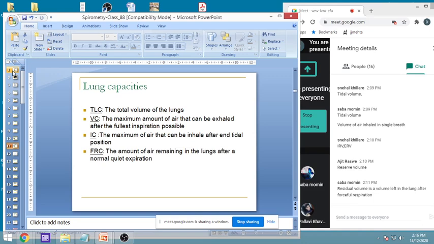That is total lung capacity, the total volume of air which is occupied inside the lung. Then vital capacity is very important: the maximum amount that can be exhaled after the fullest inspiration possible. Then functional residual capacity: the amount of air remaining in the lungs after a normal quiet expiration. And inspiratory capacity: the maximum amount of air that can be inhaled after the end tidal position. So we shall see the graphical presentation one by one.